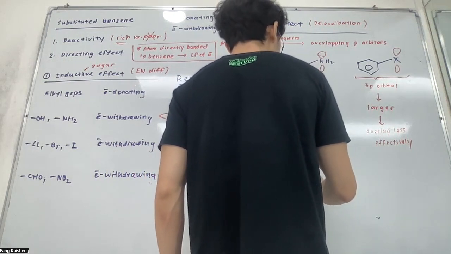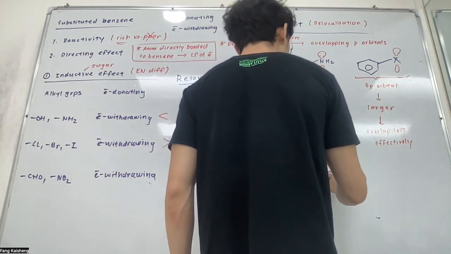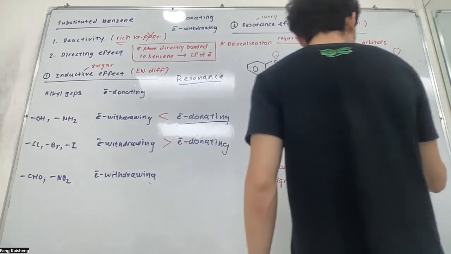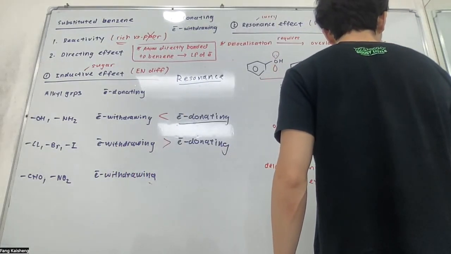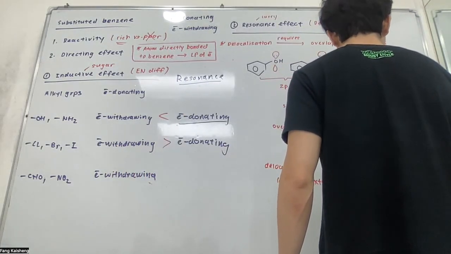Okay, just write this in point form. You don't really need to write full words. You just follow me through this. Whereas for this one, the delocalization is to a smaller extent because it overlaps less effectively.